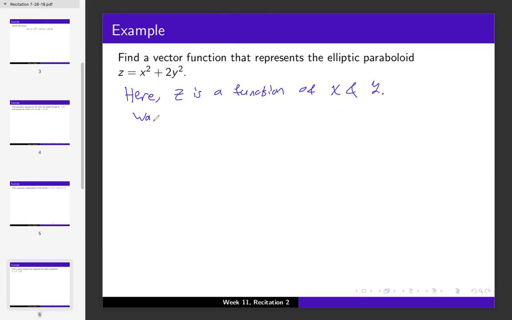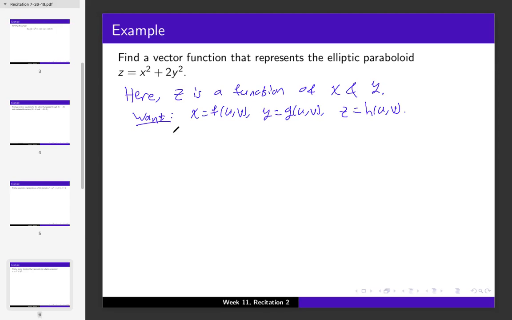Now, what do we want? We want x to be some function f of u and v, y to be some function g of u and v, and z to be some function h of u and v. Again, f, g, and h don't all have to depend on both variables. They can depend on only one of them, but almost certainly both variables are going to get involved.